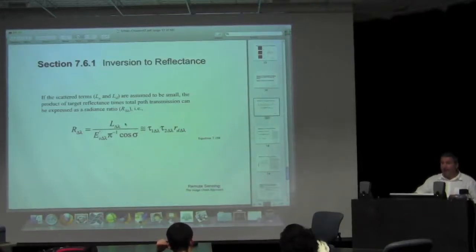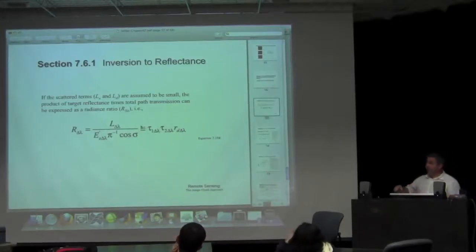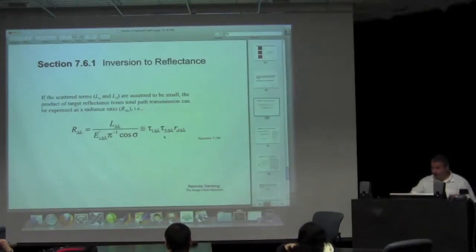So if that's all I have, and we think about this for a second, this ratio of what's reaching the sensor over what's incident onto the ground is a combination of what we've been calling the L-path transmission, the transmission from the sun down to the ground and back up to the sensor. That's tau 1 times tau 2 in that same narrow wavelength band. And then that's modified by the reflectance of the target that we're looking at.